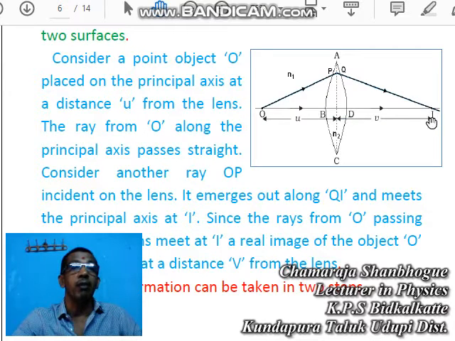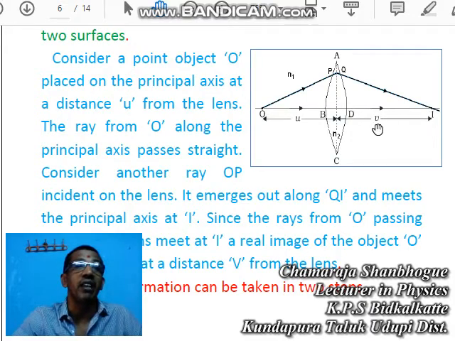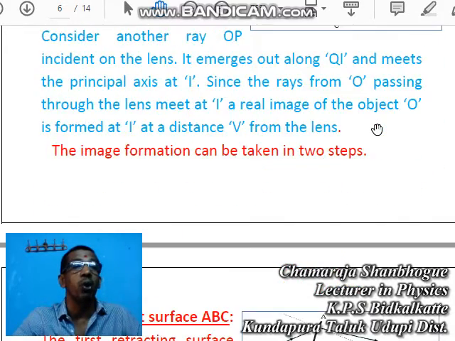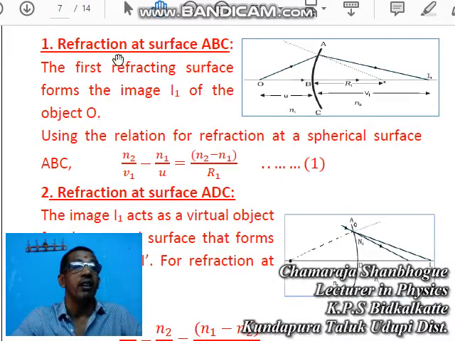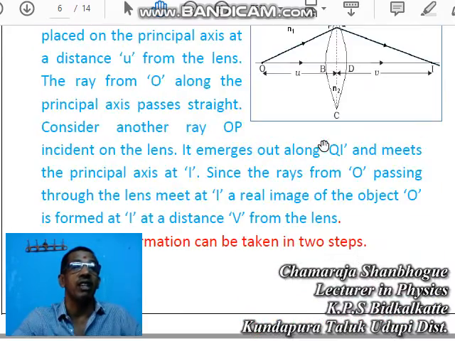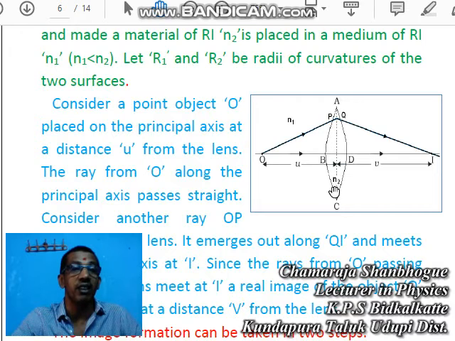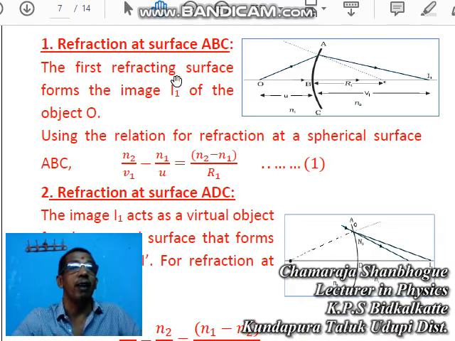Here, formation of image can be explained. The image formation in this can be explained in 2 steps. That is, first, refraction at the first surface. As you see, ABC is the first surface, ADC is the second surface. Formation of the final image can be explained on the basis of 2 steps. That is, refraction through the first side, refraction through the second side. That is, refraction through the surface ABC.